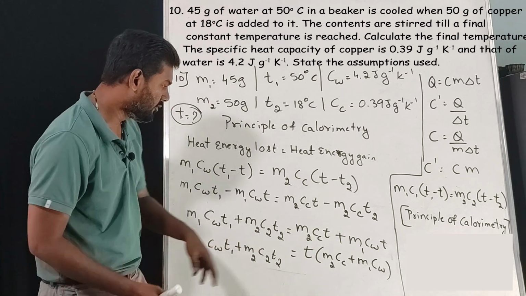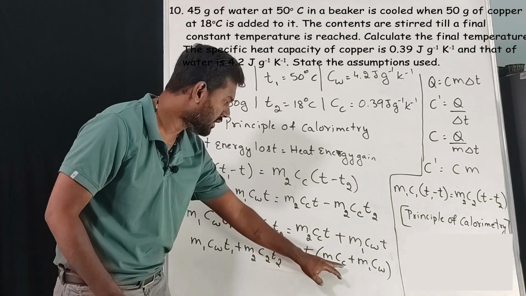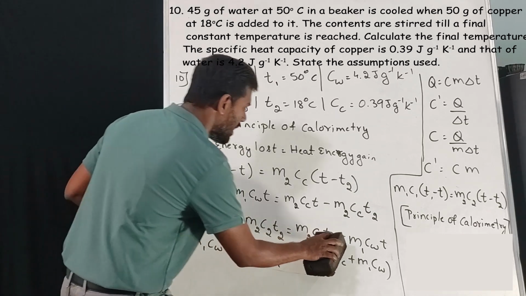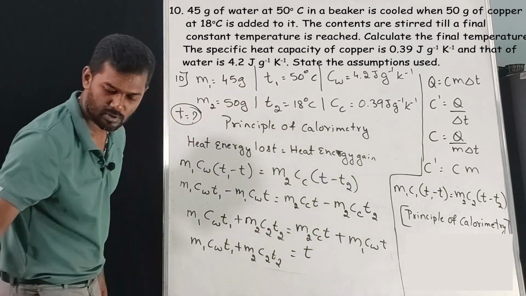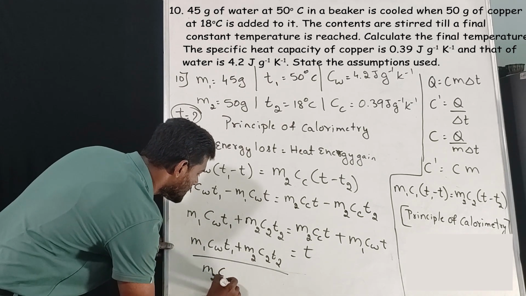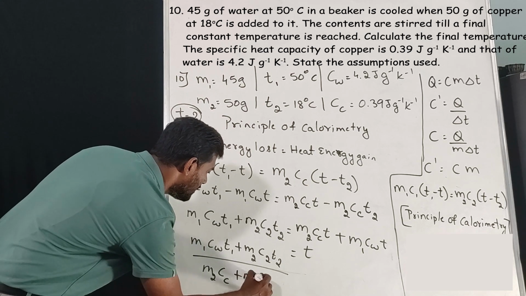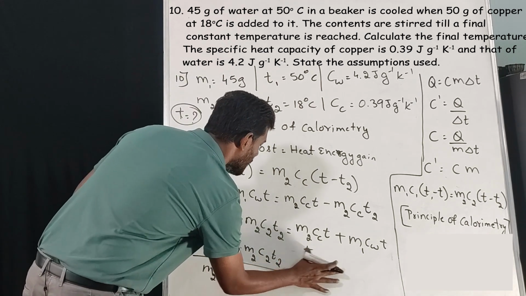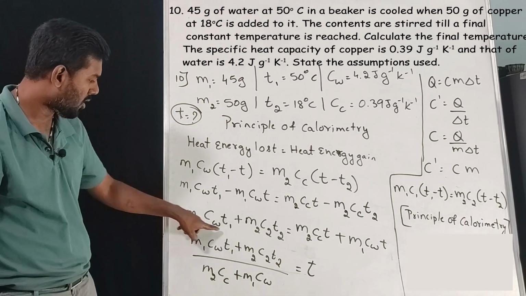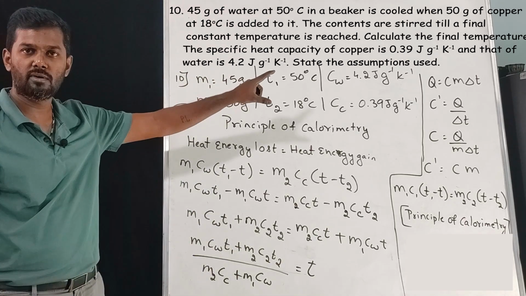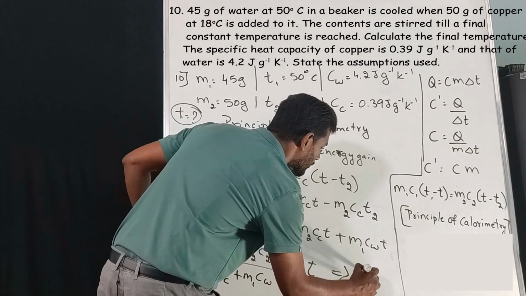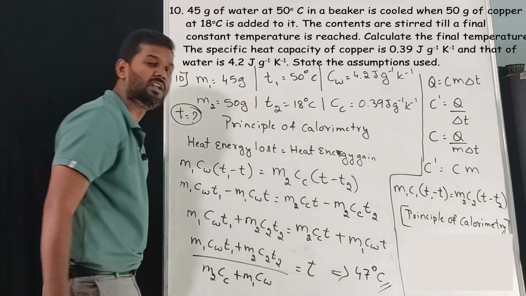Listen, so now we need to find T, right? If we move this one to this side, multiplication will become division. I'm going to move this one here. So this will be M2 Cc plus M1 Cw is equal to T. Now if you substitute all these values, whatever we have written in the given data, we'll get the answer as 47 degrees Celsius. Definitely you will get.